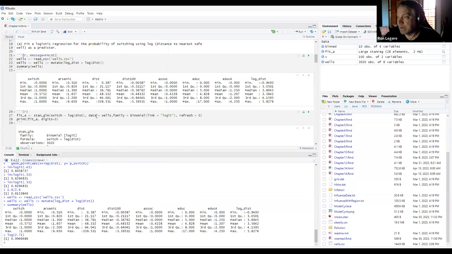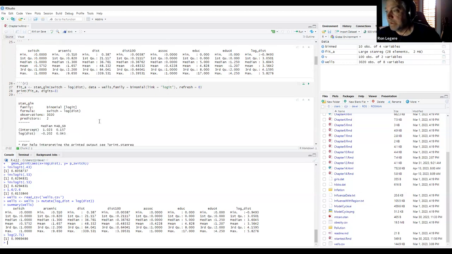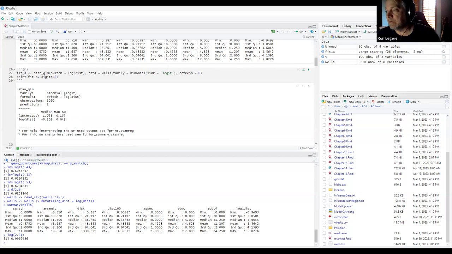And kind of like you did, they instructed us to look at just the probability of switching versus log distance. So I just set up the standard GLM here, and I come out with this. So what does this say? Who knows? I haven't thought about this for a while.